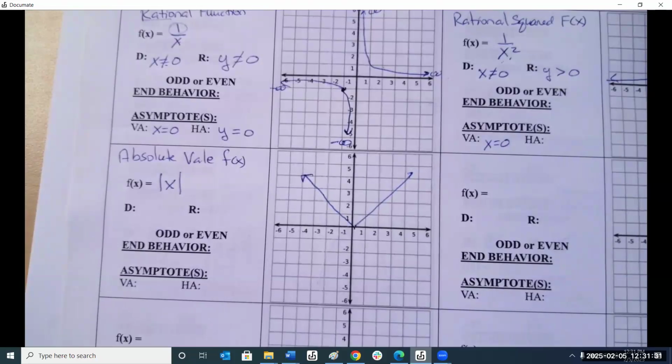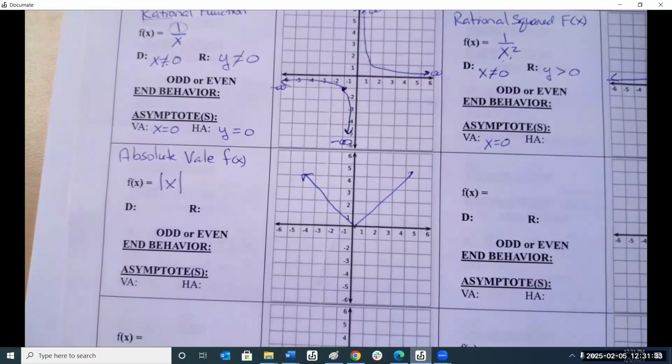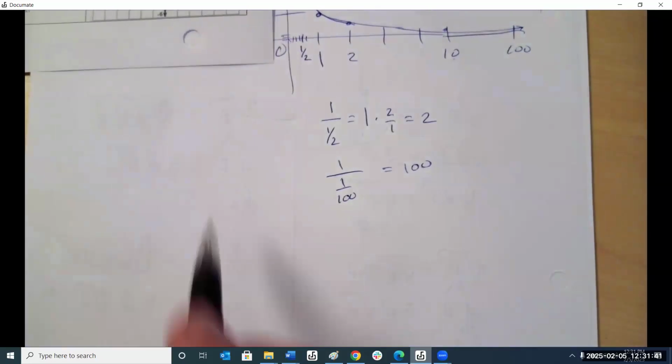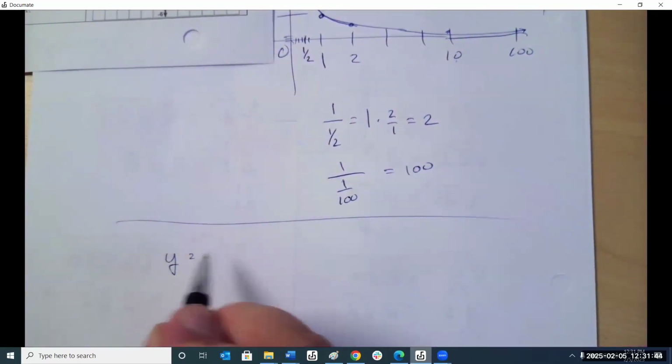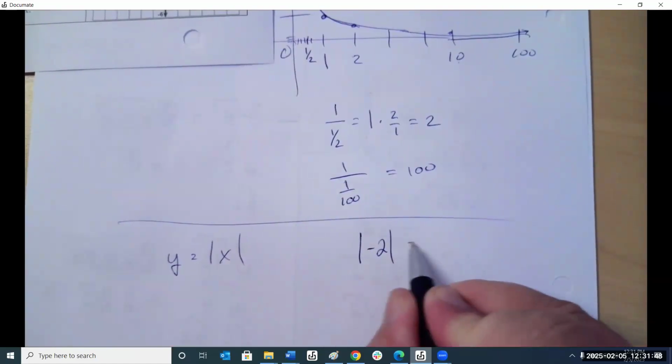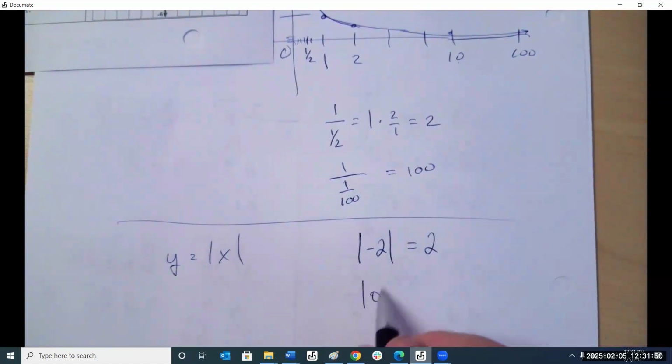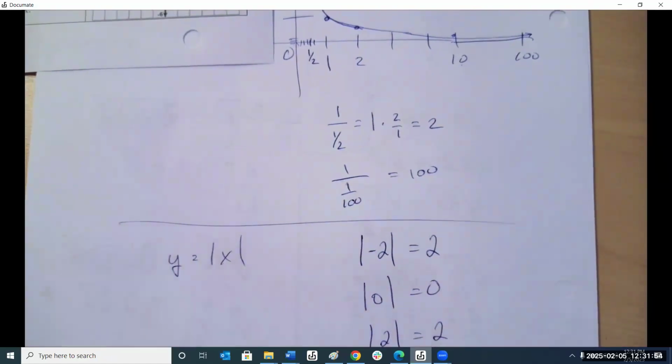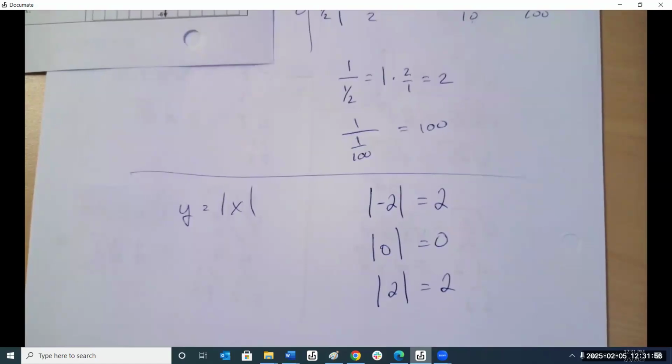If you had to give this absolute value a formula, what would it be? Think of it this way. If I put -2 in there, I get 2. If I put 0 in there, I get 0. And if I put +2, I get 2. So what formula would you think would define this operation?